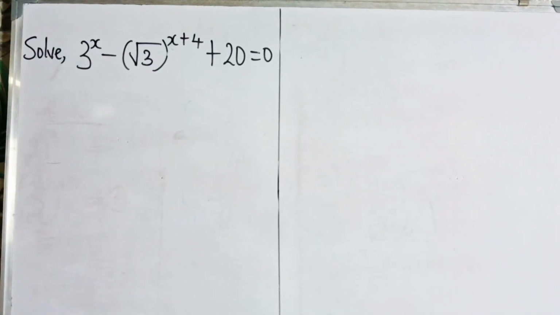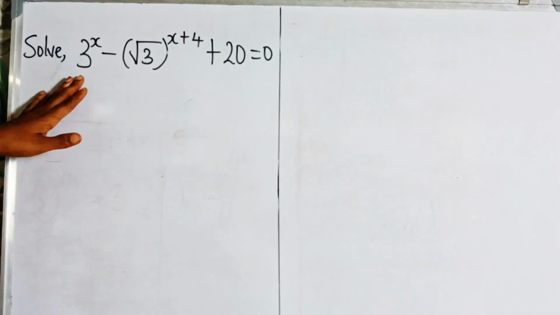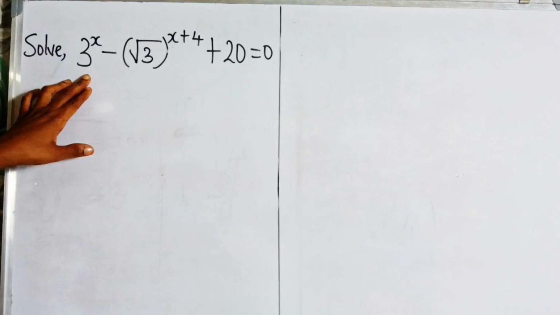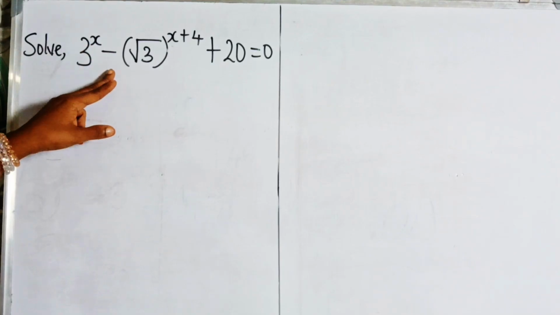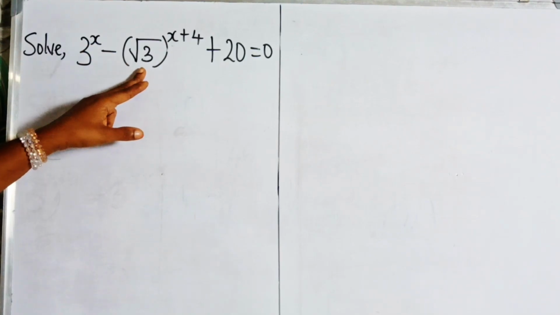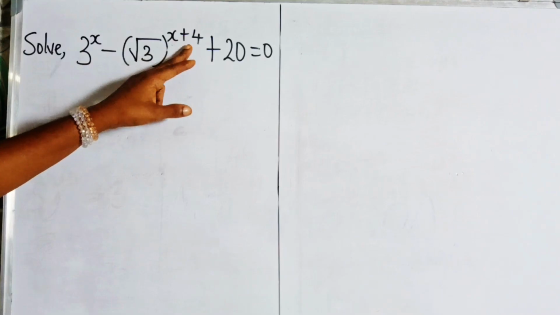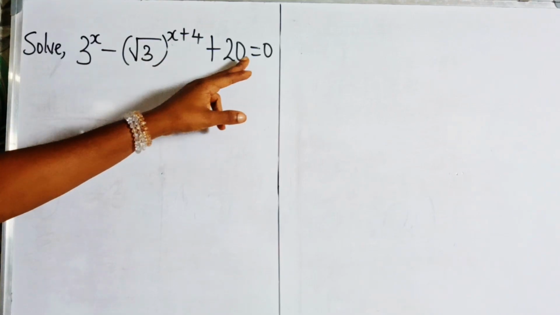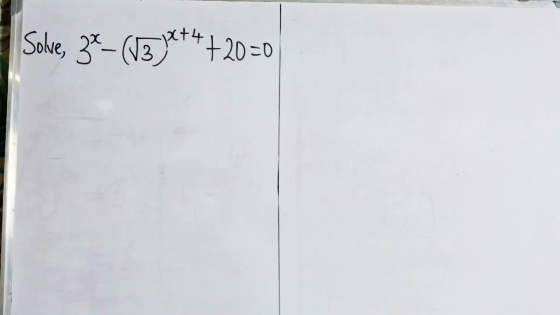Welcome to my channel. On the board we have: solve 3^x − √(3^(x+4)) + 20 = 0.